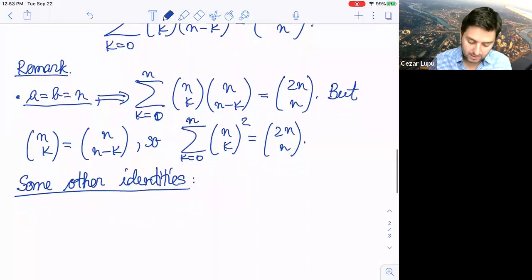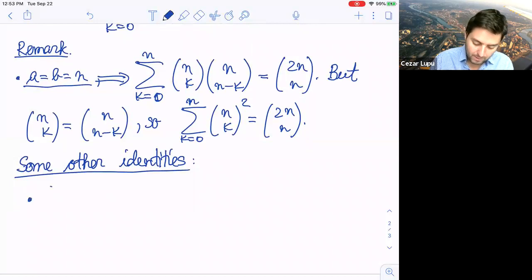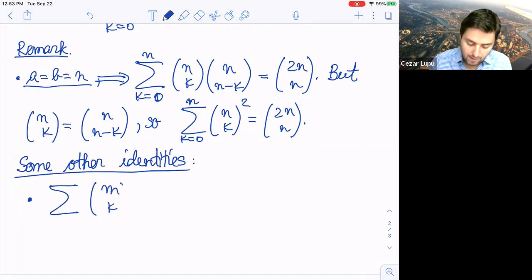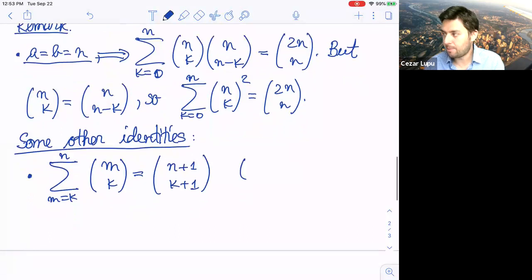What if we have something like this? The sum, and this time I'm going to do the following: m choose k, you see? And here I'm going to start from k to n, right? Not necessarily starting from 0. So this would be n plus 1 choose k plus 1. So we will call this upper summation.